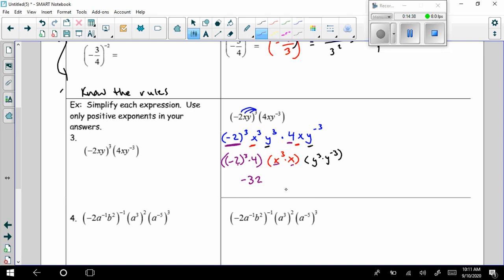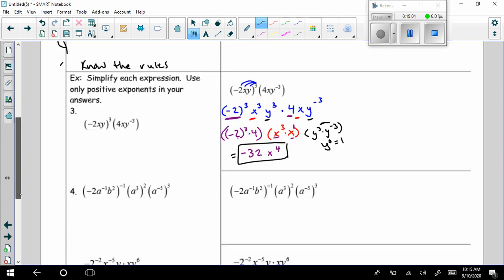My product rule tells me to add these. So remember, if there's no number there, it's a 1. So this gives me x to the fourth. And then your y's here, same thing. We're going to add those, but 3 and negative 3 goes to 0, which just equals 1. And so we don't need that in our final answer. So this is your simplified form.